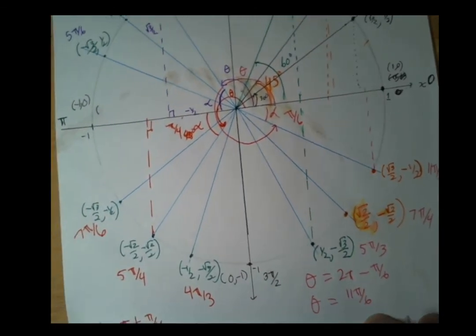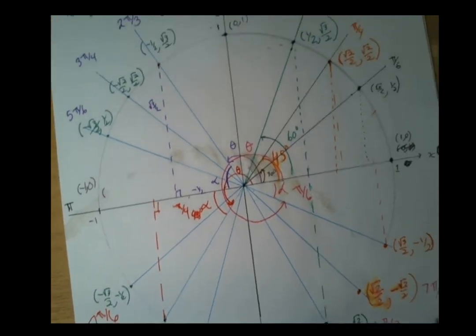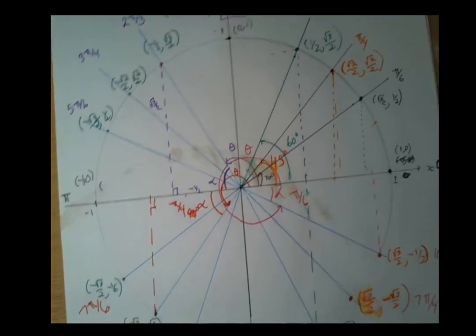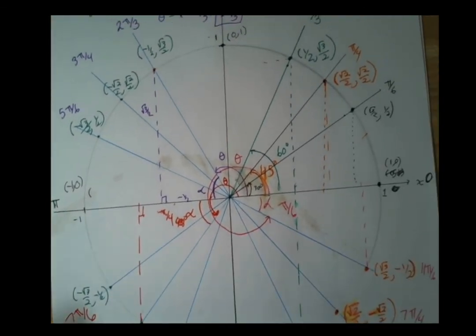So now we have a completed unit circle with all the special points. And I'll post a PDF file of a cleaned up version of this on our Canvas page.